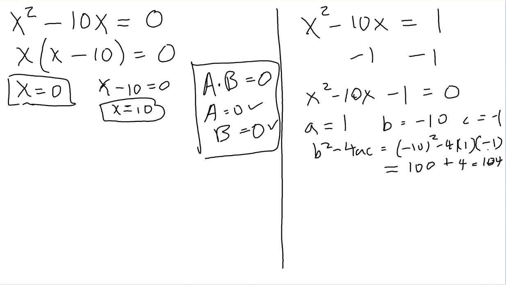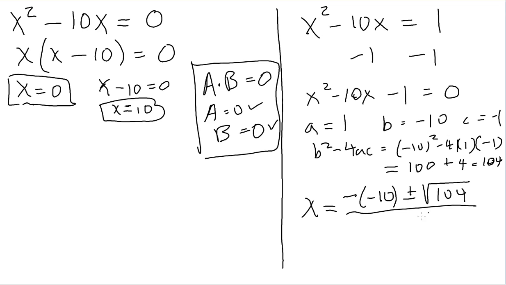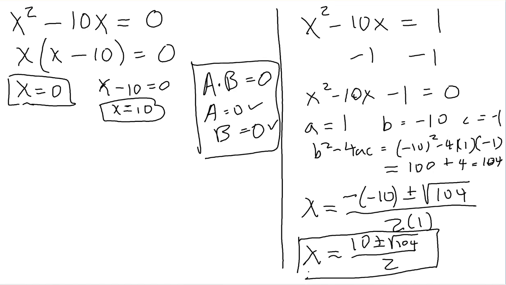Which is 104. So pulling out the quadratic formula, I get x is -10 plus or minus the square root of 104 over 2 times what? 2a, right? And a was 1, right? So that means x is 10 plus or minus the square root of 104 over 2. So you see, that's quite a bit of a difference. All right. So hope that helps.